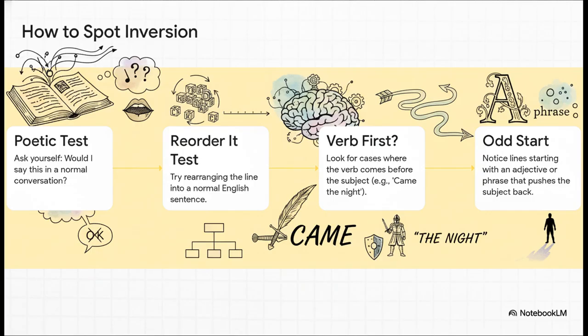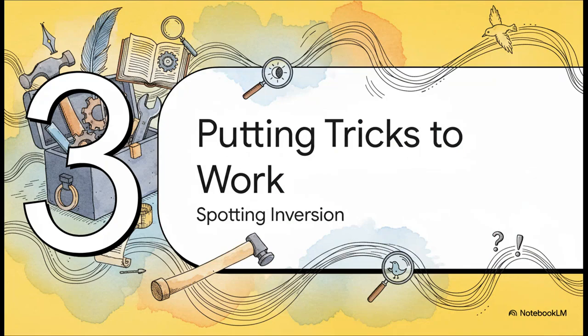Second, the reorder it test. See if you can unscramble the words back into a normal sentence. Third, for the grammar fans, look for the verb showing up before its subject. And finally, number 4, just watch out for sentences that start weirdly, like with an adjective or a long descriptive phrase that pushes the main subject later on. Okay, toolkit ready? It is time to put these tricks to the test.